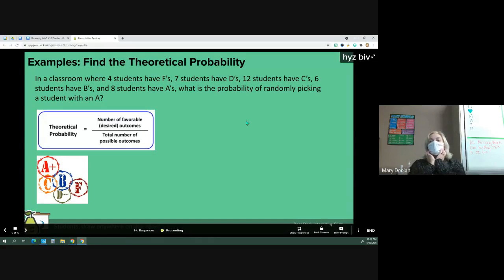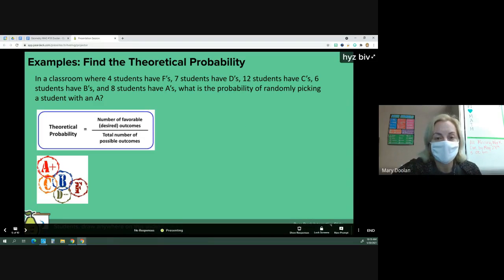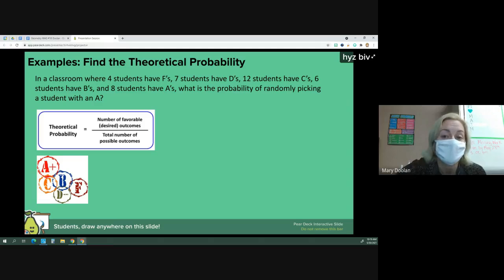We're going to do some examples. The first one, we're going to find the theoretical probability. In a classroom where 4 students have Fs, 7 students have Ds, 12 have Cs, 6 have Bs, 8 have As, what is the probability of randomly picking a student with an A? So we're just going to use this formula to find the theoretical probability. And one way of writing probability is with a capital P, that stands for probability, and then in parentheses you put the thing that you're trying to find the probability of. So I'm going to do that for you guys and show you that.